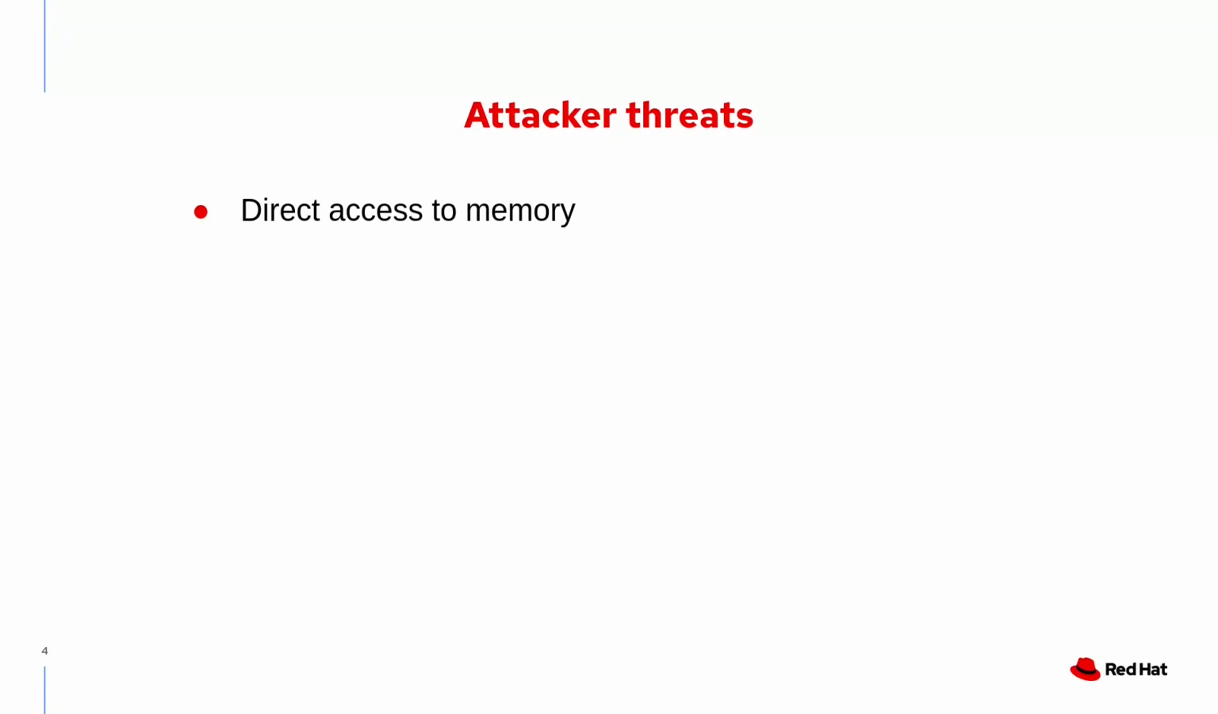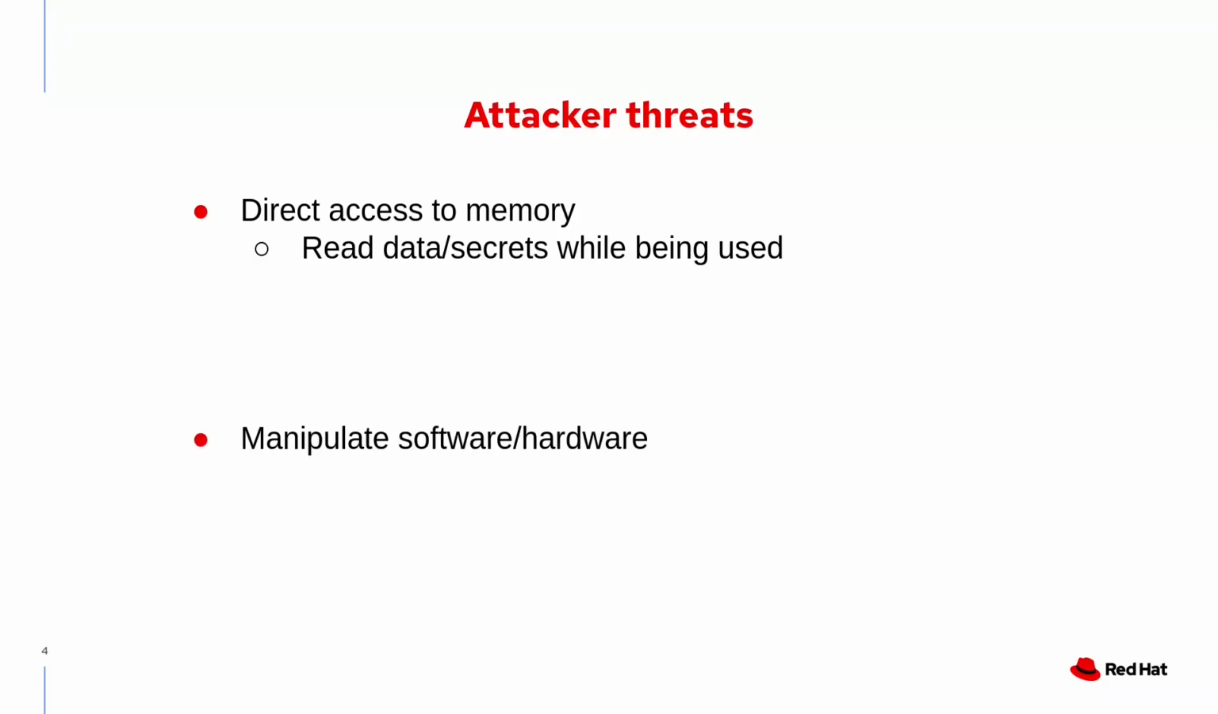Direct access to memory. A malicious actor can try to access data and secrets while being used, so while they are in memory. Manipulate hardware and software. A malicious actor can try to add a spyware, disable security mechanisms in the platform or infrastructure, and so on.